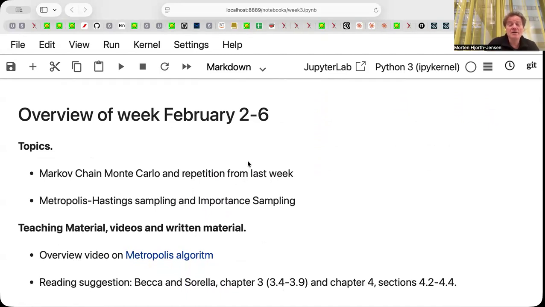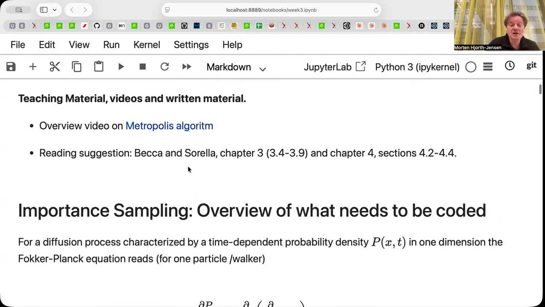The importance sampling algorithm we end up with is normally called the Metropolis-Hastings, but in general, we often just call it the Metropolis algorithm. There are some reading suggestions: the textbook by Beck and Sorella in chapter 3, and in particular sections 3.4 to 3.9, covers many of these aspects here. And similarly with chapter 4.